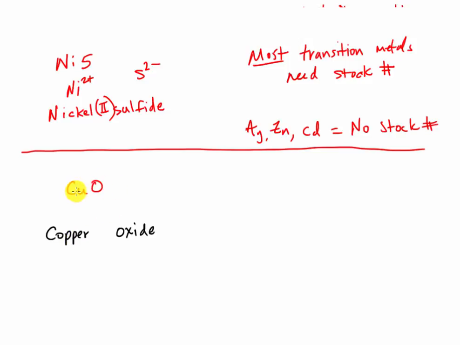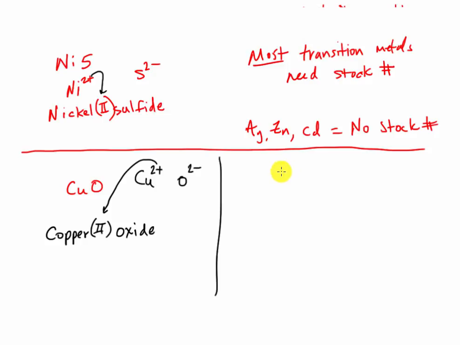So the question is, what's the stock number going to be? Well, oxygen has a -2 charge, so that copper has to be 2+. So therefore, what is the stock number? The charge of the ion.